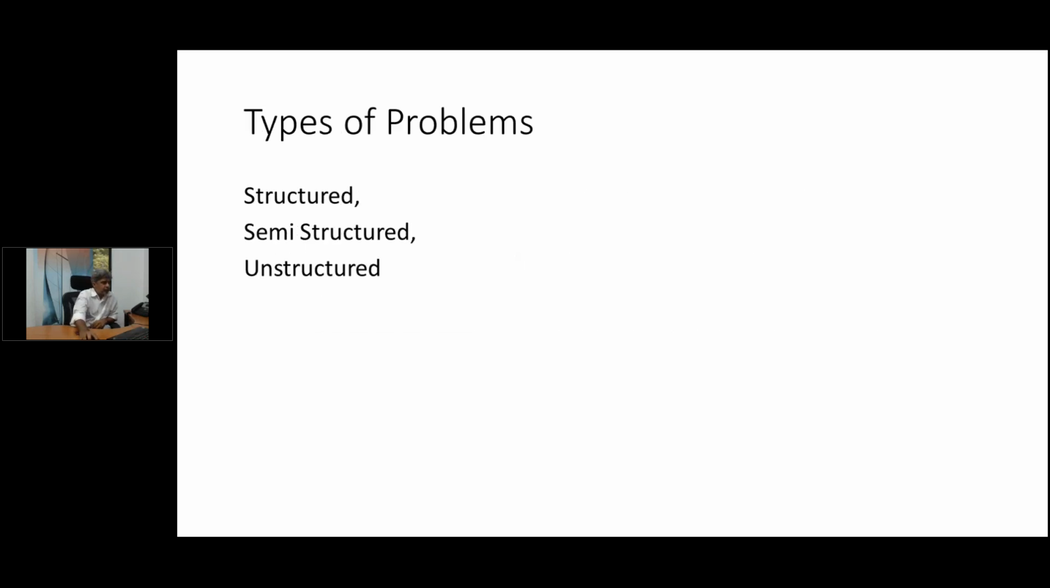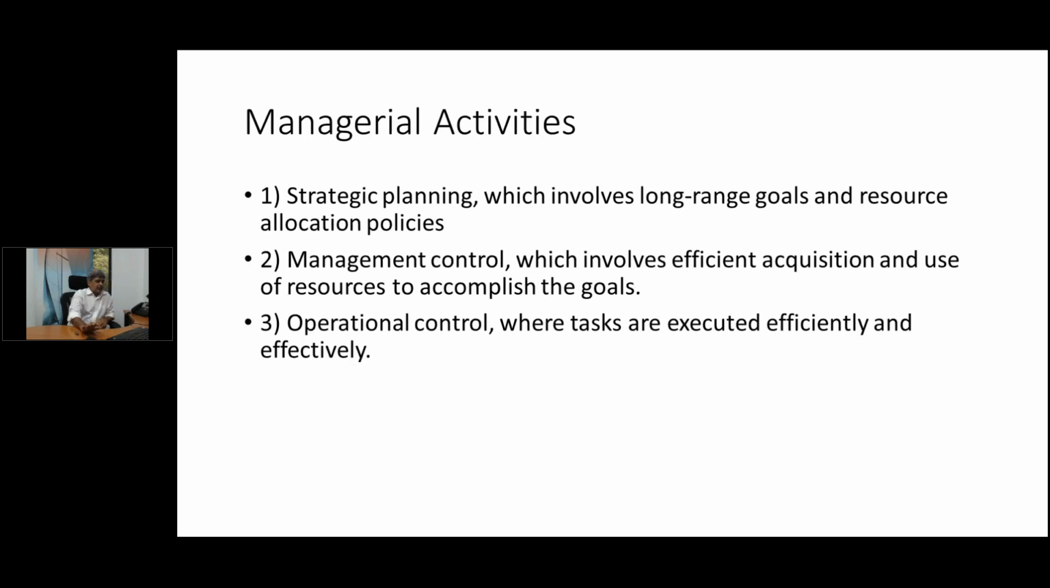Now the types of problems in the management hierarchy. Among the managerial activities that we normally perform, the first one is strategic planning, which comes under the unstructured problem area. Strategic planning involves long-range goals and resource allocation policies. Again, as I said, its impact is very large, it's long-term, and it has a huge impact on the business.